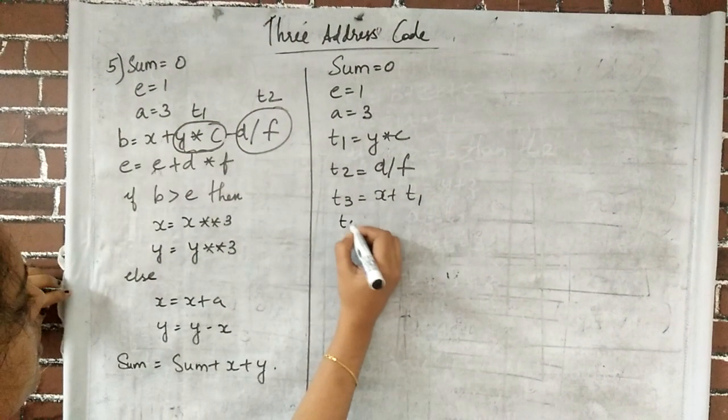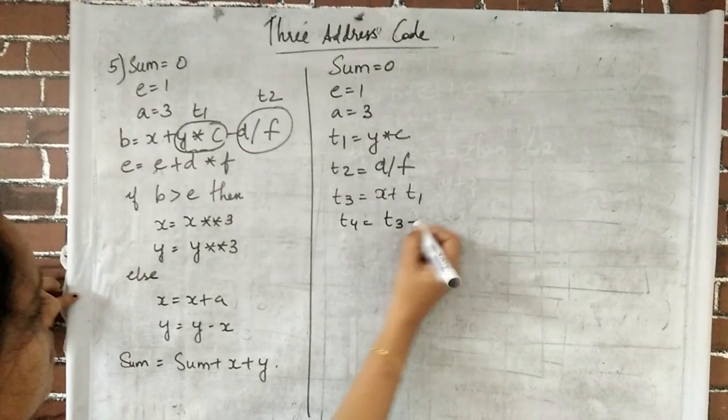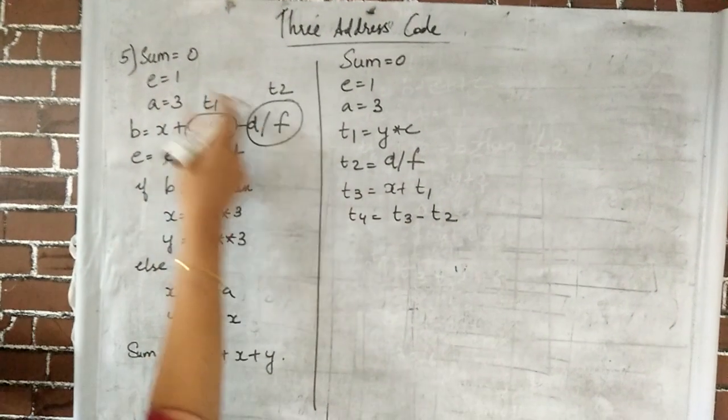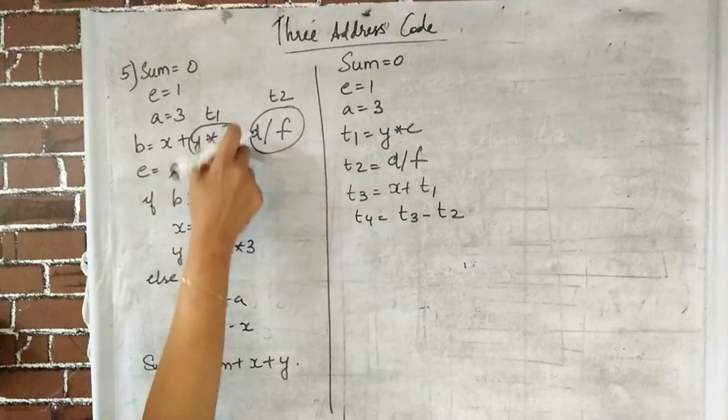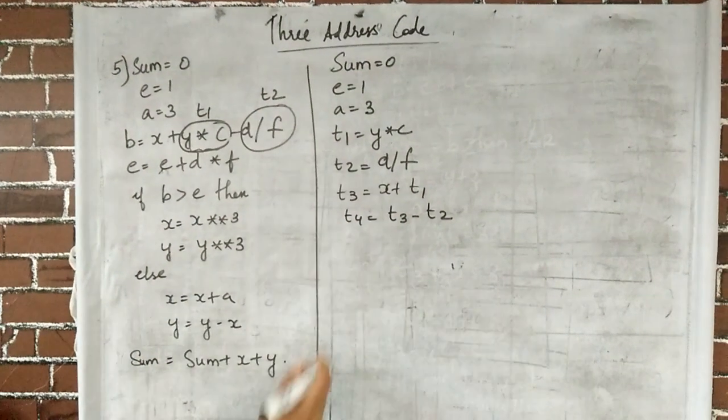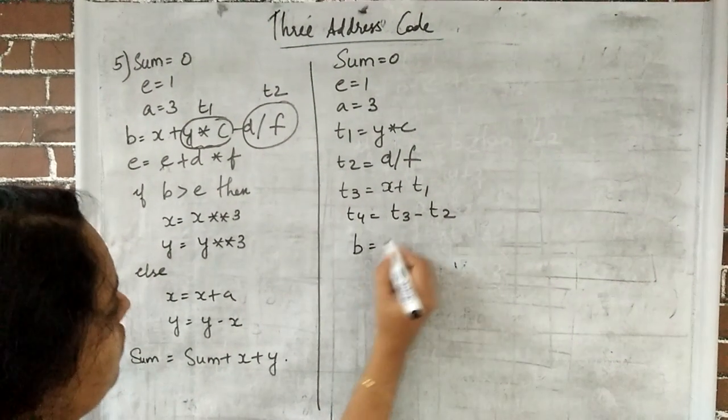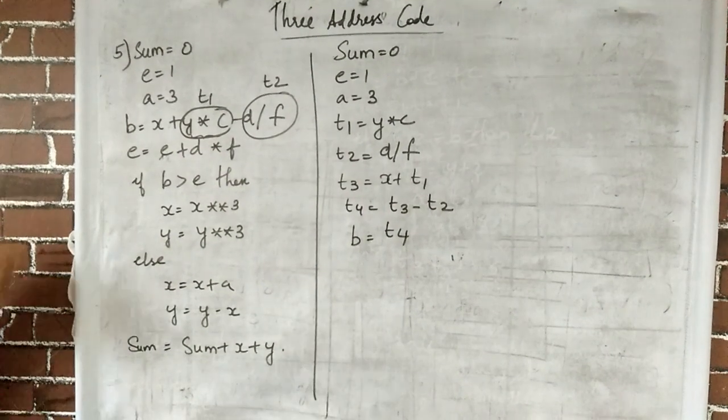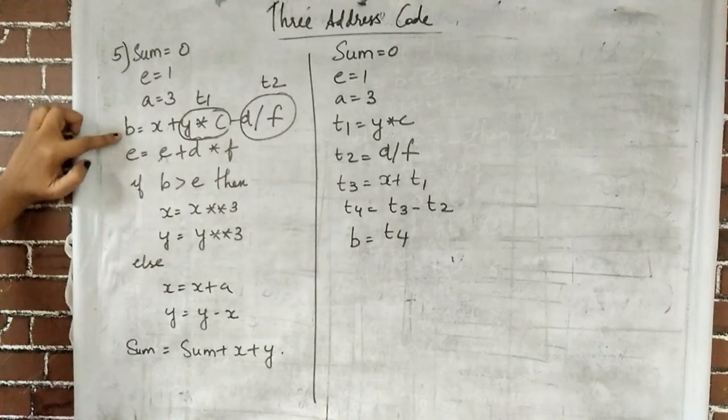Again, what we have to do, T4 is equal to T3 minus T2. Up to here it is available in T3, and T3 minus T2 is available in T4. Now it has to be assigned to B. So we have completed the 3-address code for this statement.